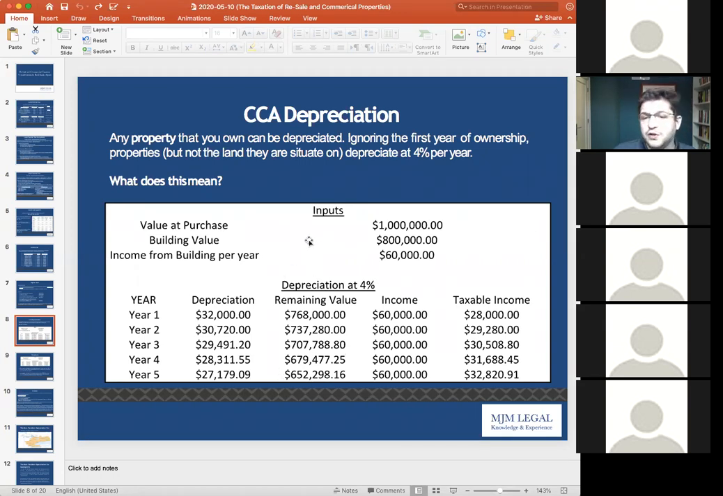So let's say that you purchase a property for $1 million. At that time, your accountant will allocate a value to the land and a value to the building. That's part of the accountant's job. They'll say, okay, the building value is X and the land value is Y. The insurance company will do that as well. There are professionals that assist in this. So in this instance, I'm going to say that on a $1 million purchase, the value of the building is $800,000 and the value of the land is $200,000.